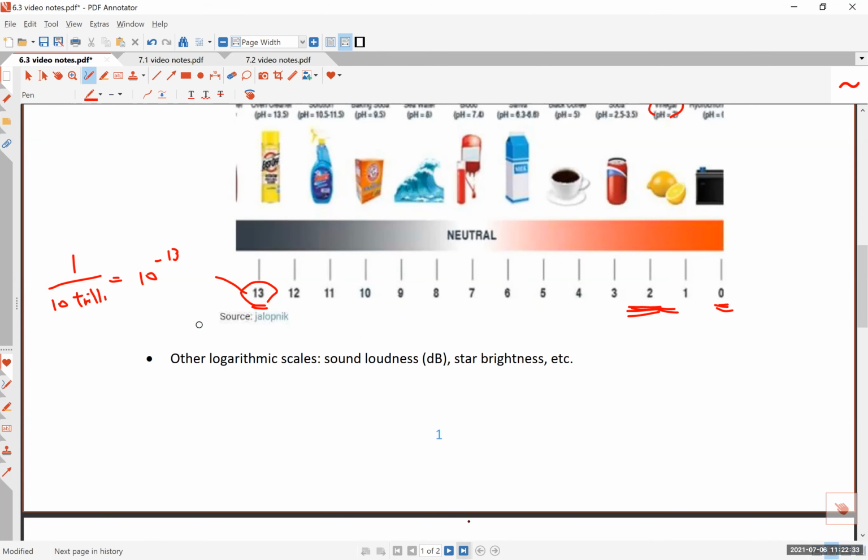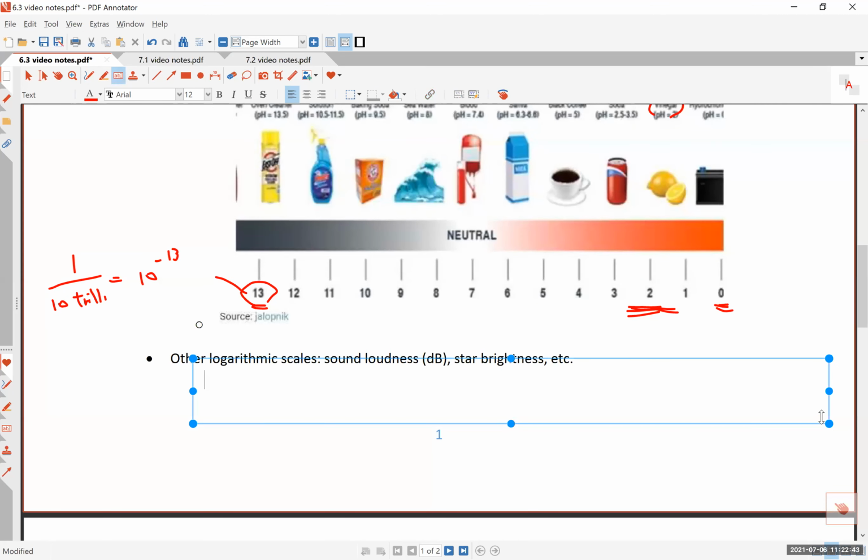Now what other applications do we have of logarithmic scales? Let me just mention a few. I've already mentioned some of these in earlier lectures, but brightness of stars. Twinkle, twinkle. The stars vary in intensity of brightness significantly. Some of them are much, much brighter than others. And so the astronomers have found it useful to describe the brightness in terms of logarithmic scales. 10 to what power is the brightness?